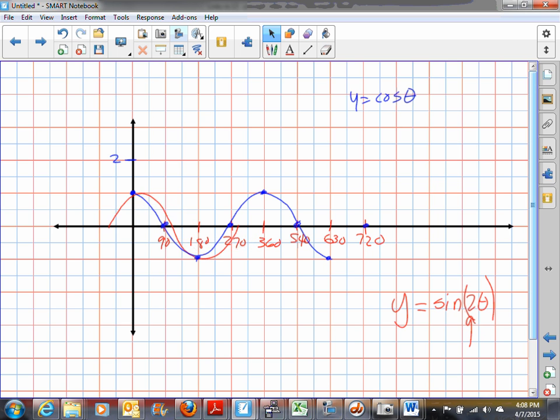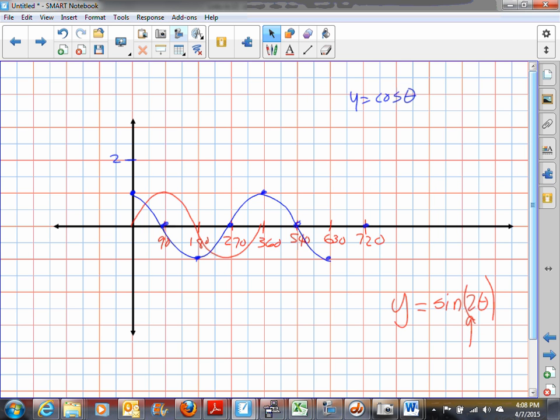Now, it turns out, this is really kind of intriguing, I think, that the cosine graph is the sine graph shifted 90 degrees to the left. So sine graph looks like this, cosine graph looks like this. If we shift the cosine graph to the right 90 degrees, we get the sine graph. So both the cosine and sine graphs look like this, and they both transform in pretty much the same way. Their amplitude is 1 and their period is 360.